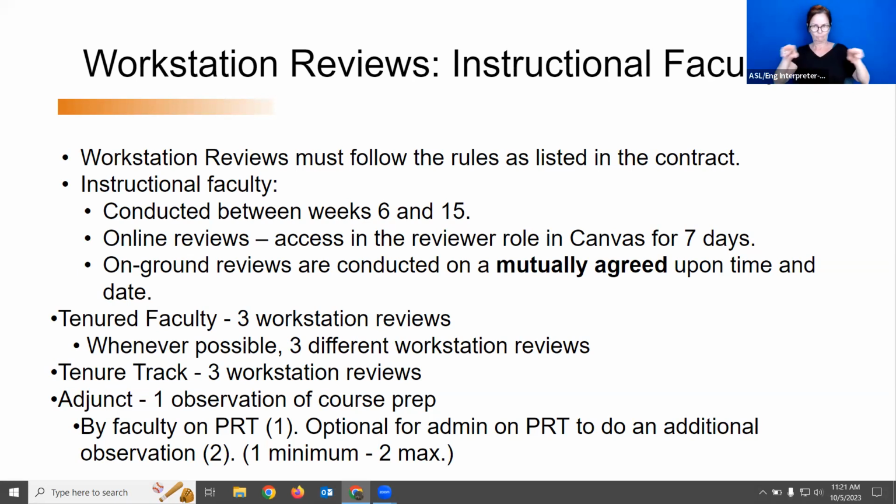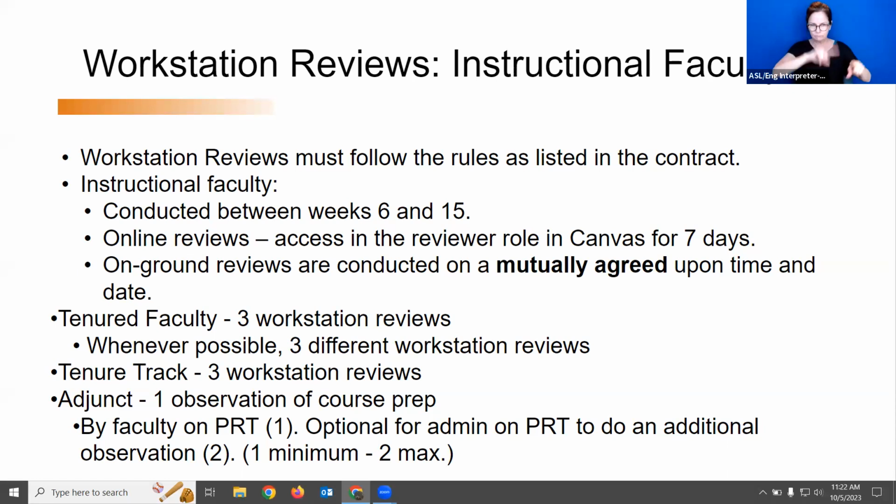For on-ground reviews, these are conducted on a mutually agreed upon time and date, and you only do one. This is something I want to emphasize. We've had occasions where people were like, "Well, I want to come back and see a second one." No, as a reviewer, you are not allowed to do this. I should also note that with the online reviews, that 7-day window is also mutually agreed upon. So picking the week that you'll be in there or the day that you're going to class is incredibly important.